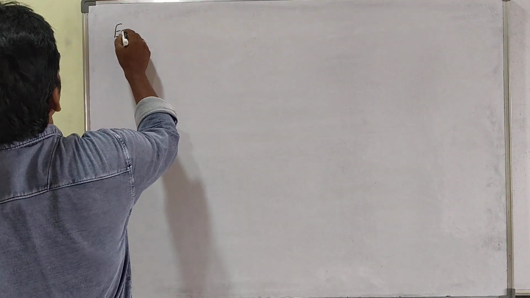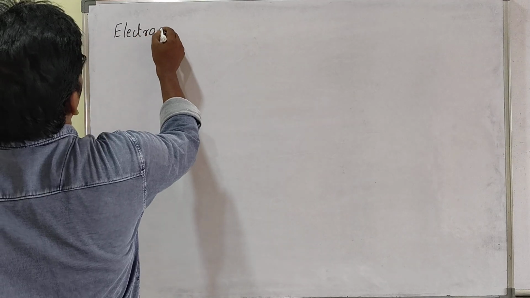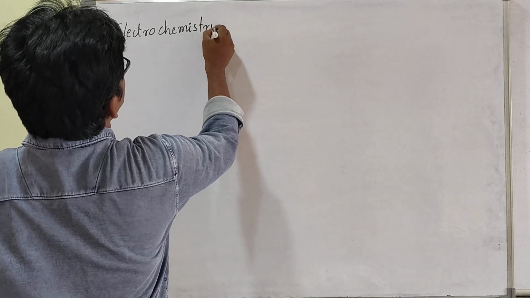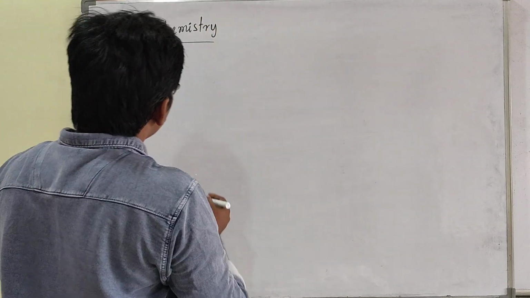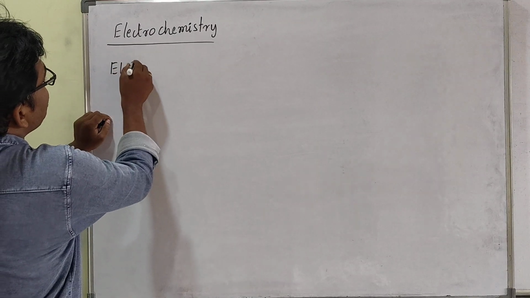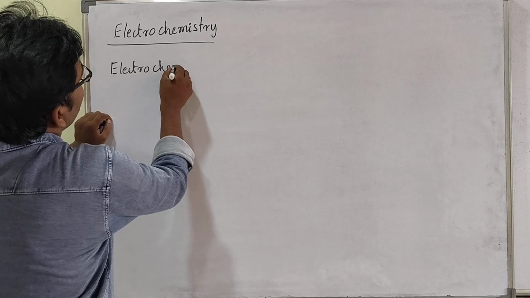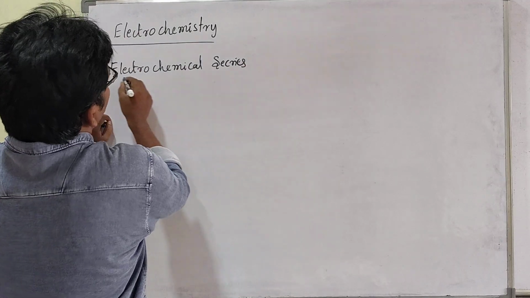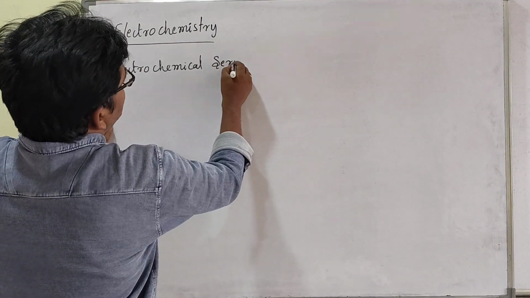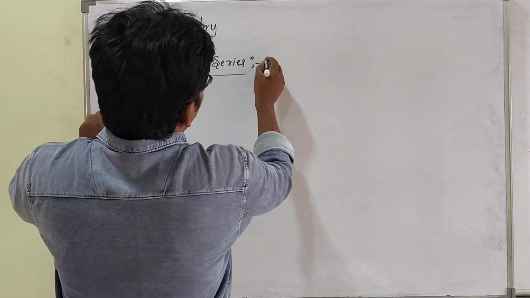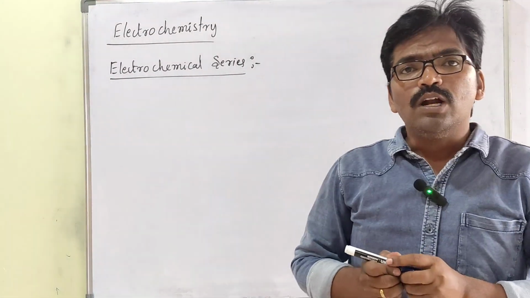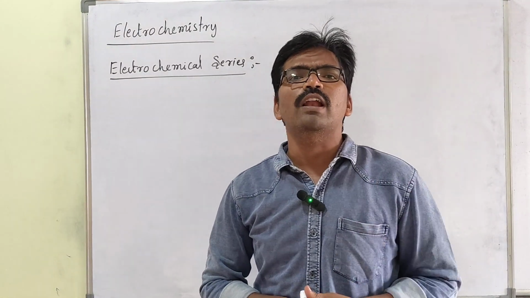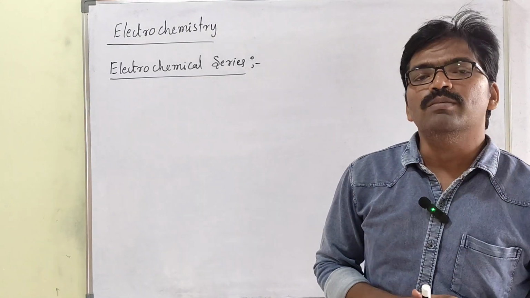First, we have to start. What is electrochemistry? In that, what is the electrochemical series? Sir, electrodes are arranged in the increasing order of their standard reduction potential values. So that is called electrochemical series.